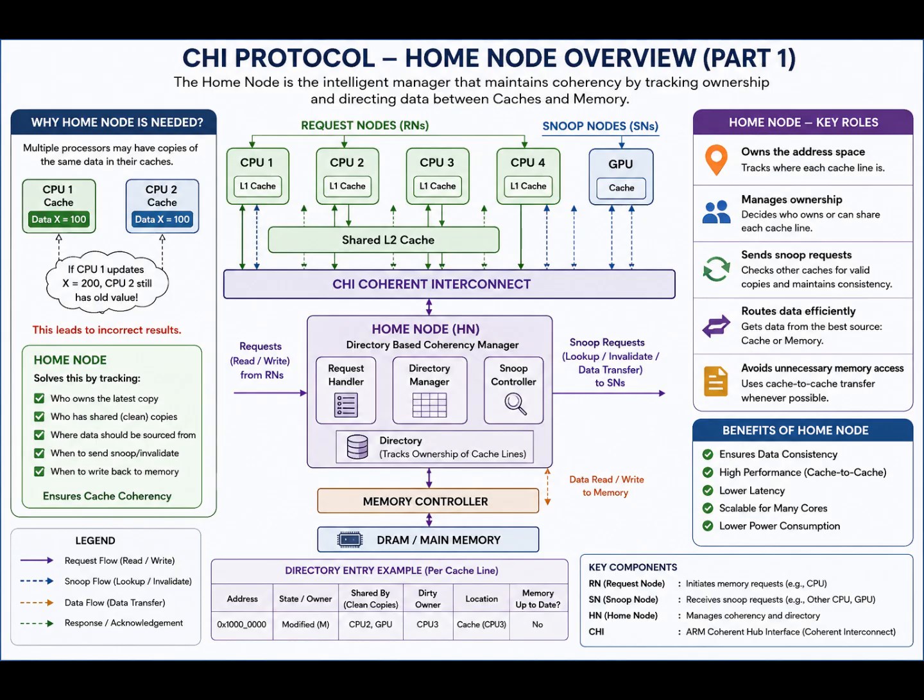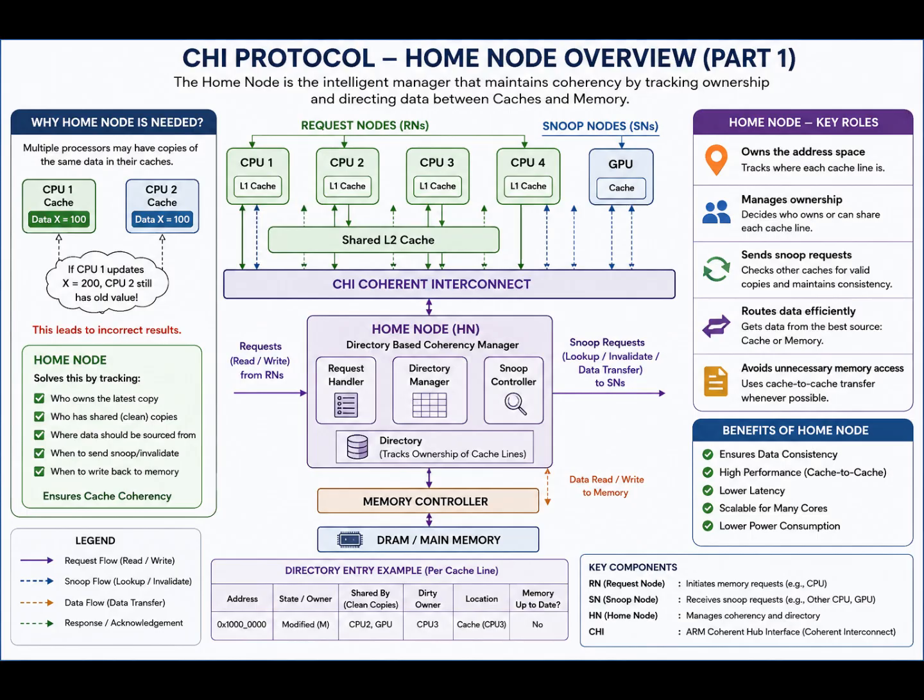Now, imagine that one CPU core reads a variable from the memory and stores it in its local cache. At exactly the same time, another CPU core also reads the same variable into its own cache. At this moment, both processors have identical copies of the data. Everything seems perfectly fine. But what happens if one processor modifies the data?